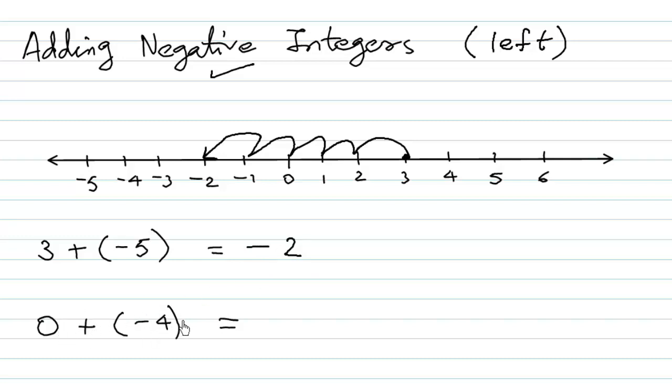And then 0 plus of minus 4. So we start at 0 here. And then since we are going to add a negative number, we are going to go 4 steps to the left. And we land at negative 4.